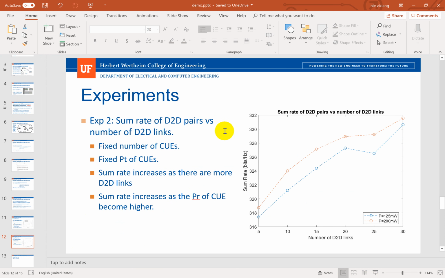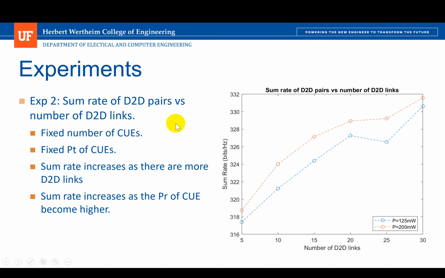And here is the second set of experiments. It is the sum rate of D2D pairs versus the number of D2D links. Here I have a fixed number of cellular users and fixed transmission power of the cellular users, and the sum rate increases as there are more D2D links, except for this 25. And the sum rate increases as the transmit power of the D2D link becomes higher. With 200 milliwatt, they have a higher sum rate than this 125 milliwatt.